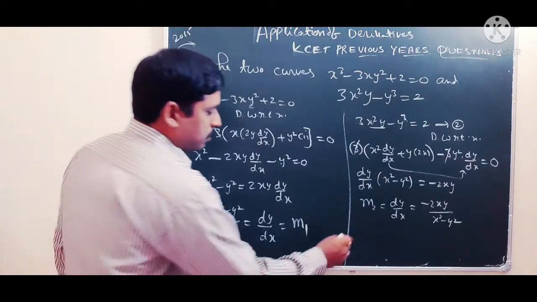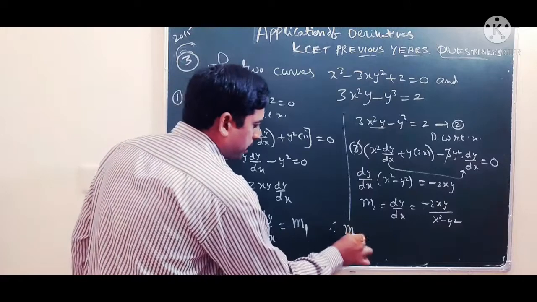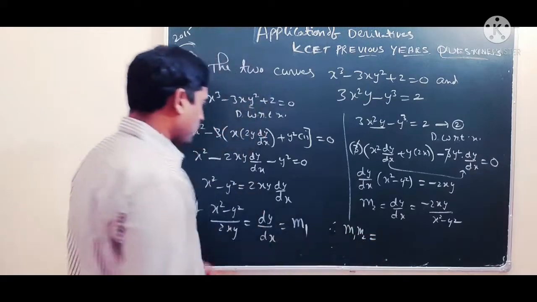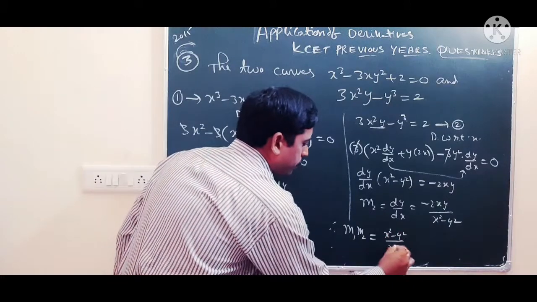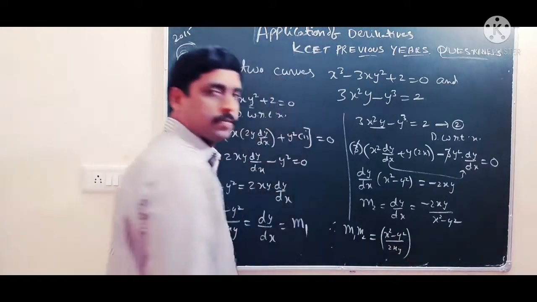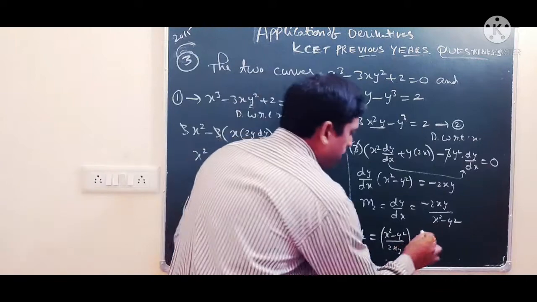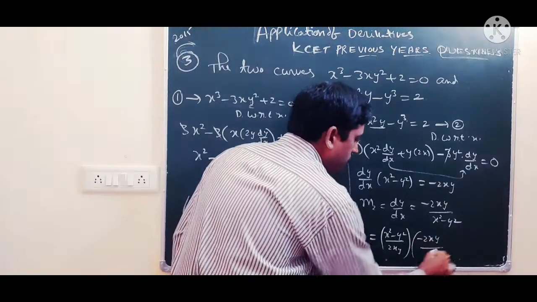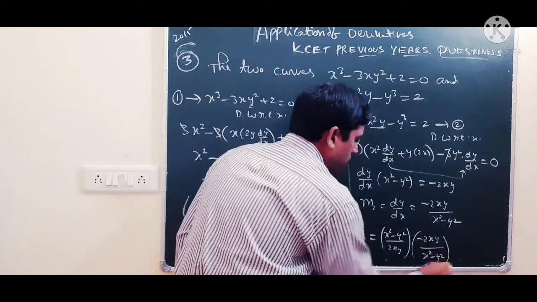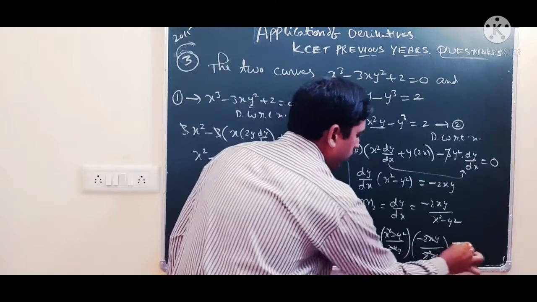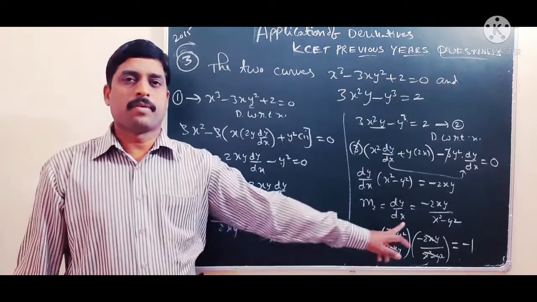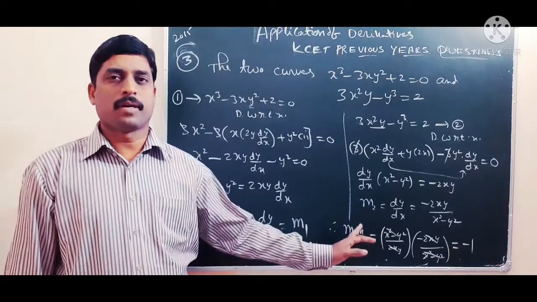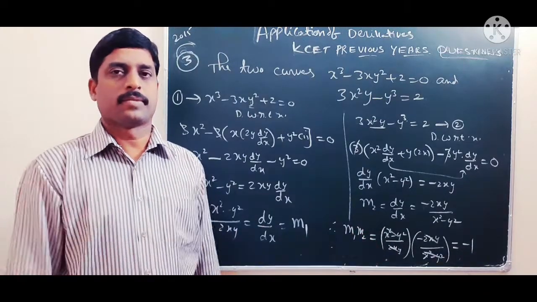First we have to find m1 into m2. What is m1? X square minus y square by 2xy. What is m2? Minus 2xy by x square minus y square. So all terms will get cancelled, and the result will be minus 1. So m1 m2 equal to minus 1. So given two curves cut at right angle. So option 4 correct.